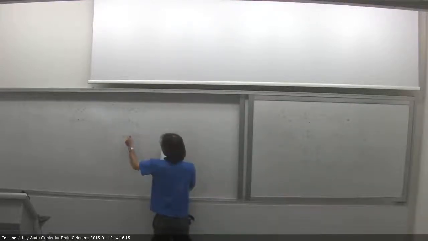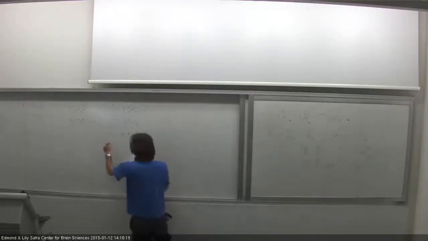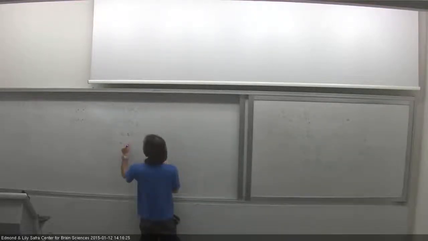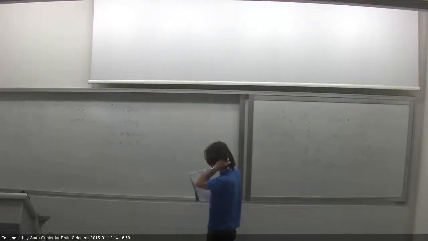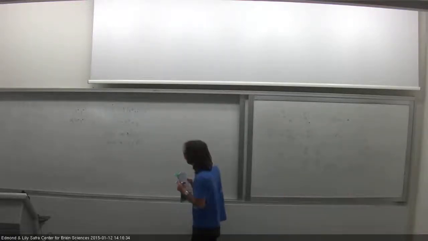Okay, this is a parabola, right? And y dot equals 0 gives me y equals x to the third. So I have these two equations, and the fixed points must satisfy both of them.